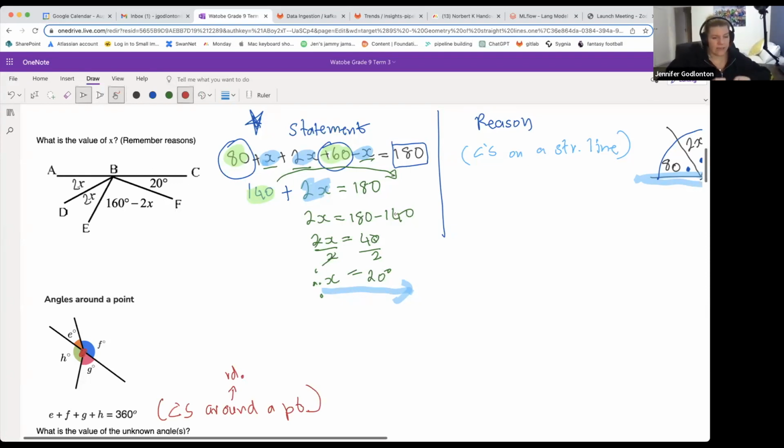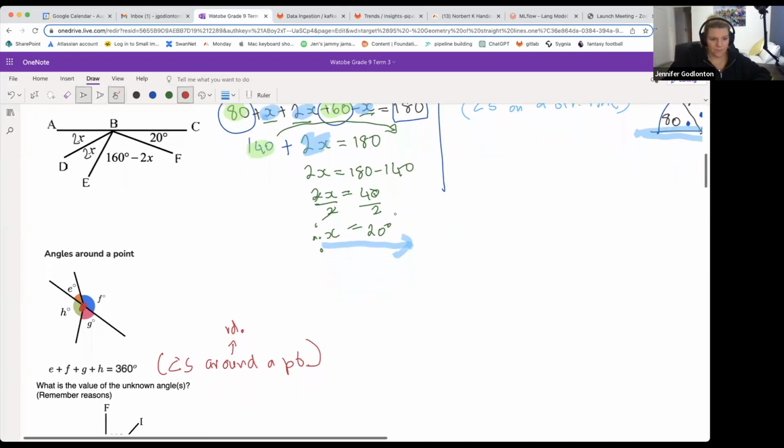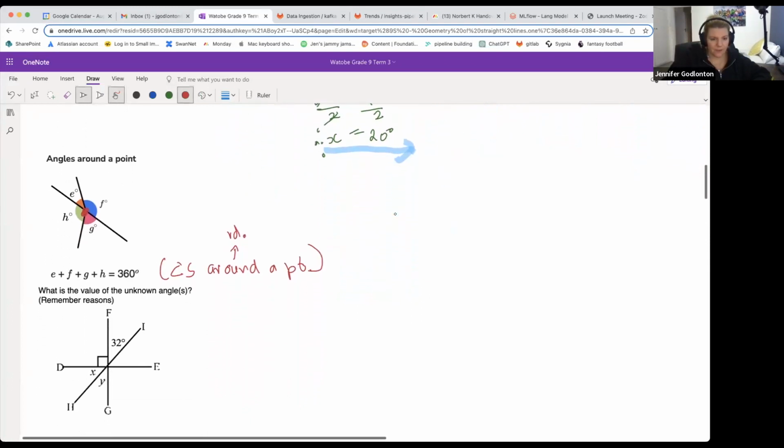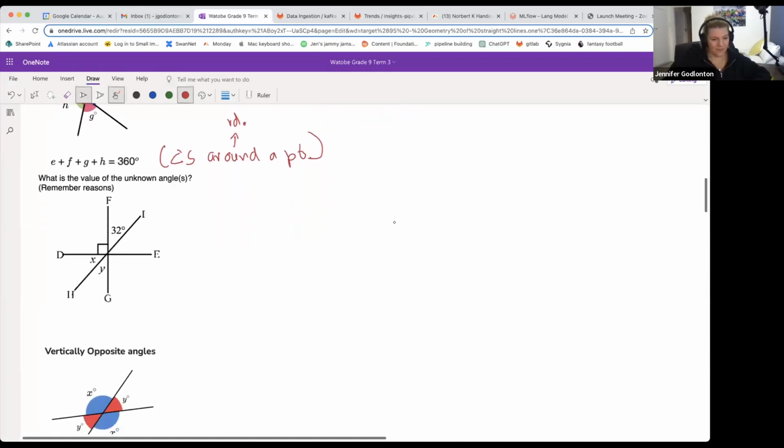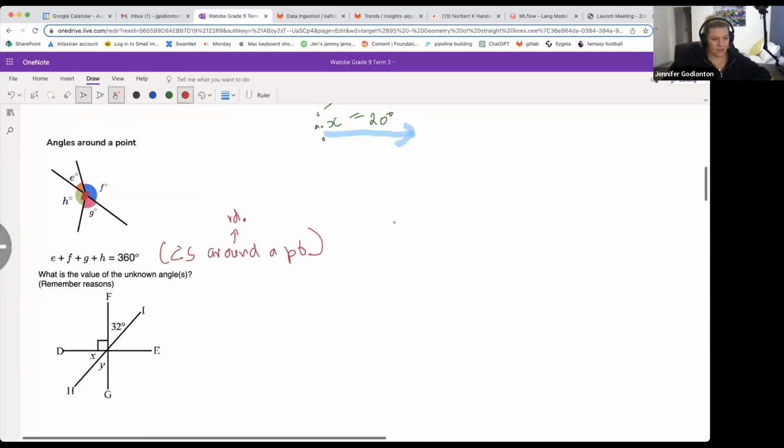Great. Nice. Let's try a question with them. Okay. So now this one, you're going to have to use a little bit of thinking. I'm going to do one thing to help you because we haven't spoken about vertically opposite angles yet. So I'm just going to say that that's also X, and I'm going to say that that's also 90.